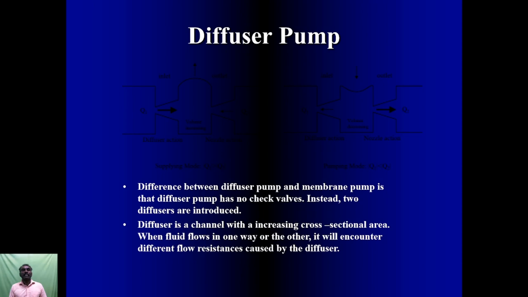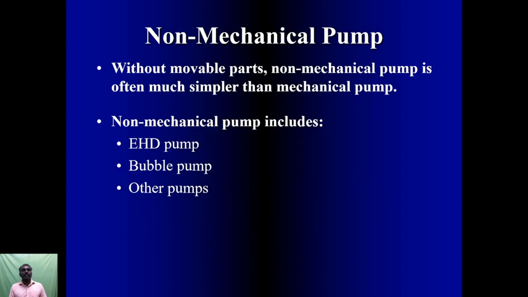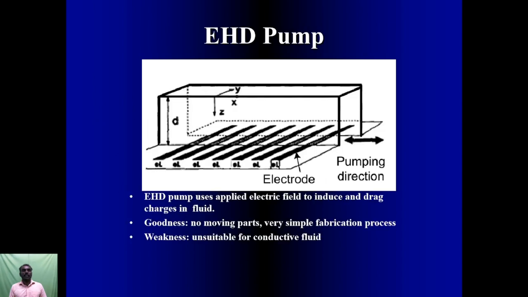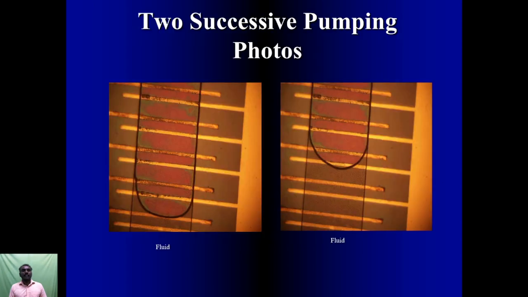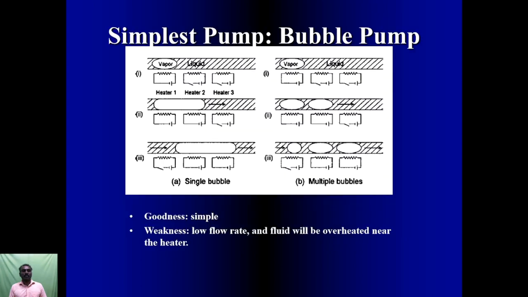Diffuser pump. The difference between the diffuser pump and the membrane pump is that the diffuser pump has no check valves; instead, two diffusers are used. A diffuser is a channel with an increasing cross-sectional area, and whichever way the fluid flows, it will encounter different flow resistance caused by the diffuser. Non-mechanical pump. Without movable parts, a non-mechanical pump is often much simpler than a mechanical pump. Non-mechanical pumps include EHD pump, bubble pump and other pumps. This is an EHD pump. An EHD pump uses an applied electric field to induce and drag charges in the fluid. This is two successive pumping photos.